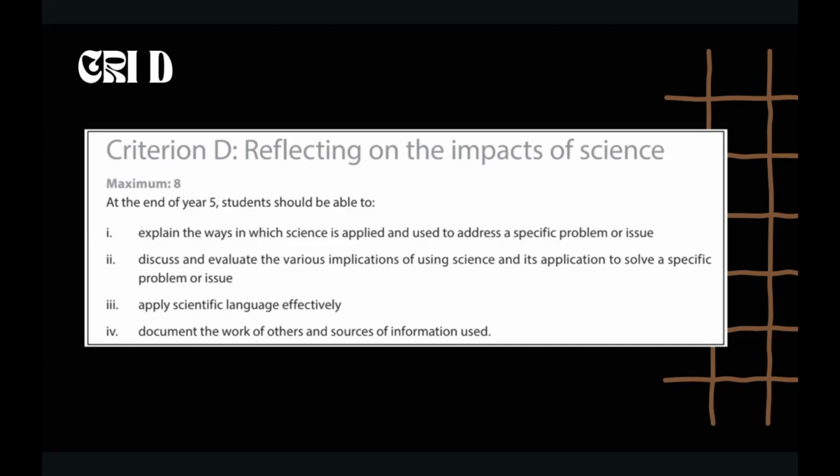And I'll also be going through Criterion D and one world factors. So this is basically the rubrics for Criterion D, just for you to see. Strand 1, explaining the ways in which science is applied and used to address a specific problem or issue. So it's mainly the scientific theory behind something. Strand 2 is discussing and evaluating the various implications of using science and its application to solve a specific problem or issue, so connected to strand 1. And strand 3 is to apply scientific language effectively. Strand 4, document the work of others and sources of information used.